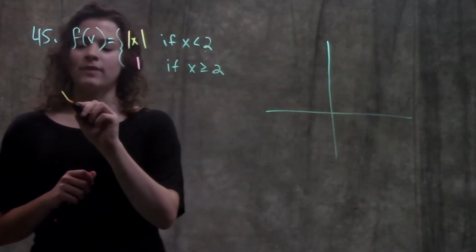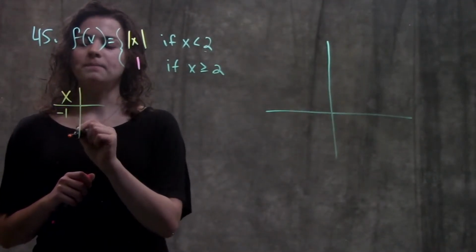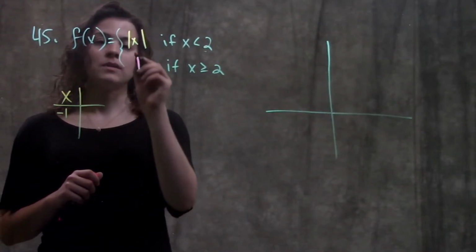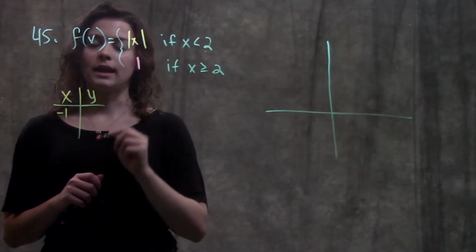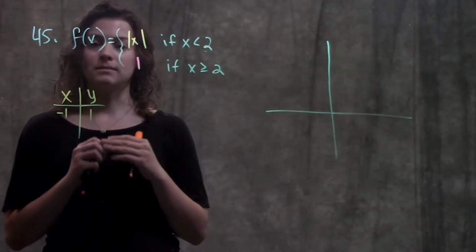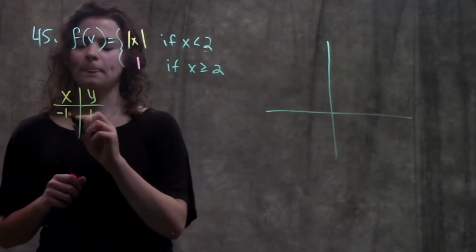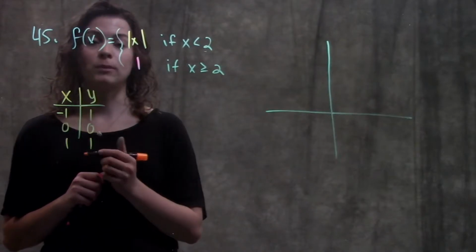So looking at my first values, when x is less than 2, let's say x is negative 1, I'm going to plug this value into my top function. And when I plug in negative 1 into my function, I'll get positive 1. Because remember, absolute value just means everything becomes positive. I could plug in 0, and my output would be 0, plug in 1, output would be 1, and so on.